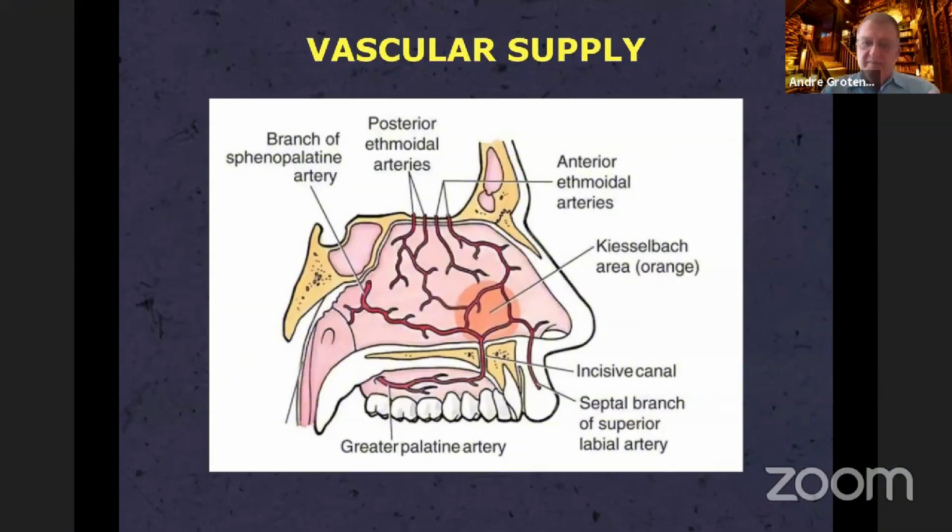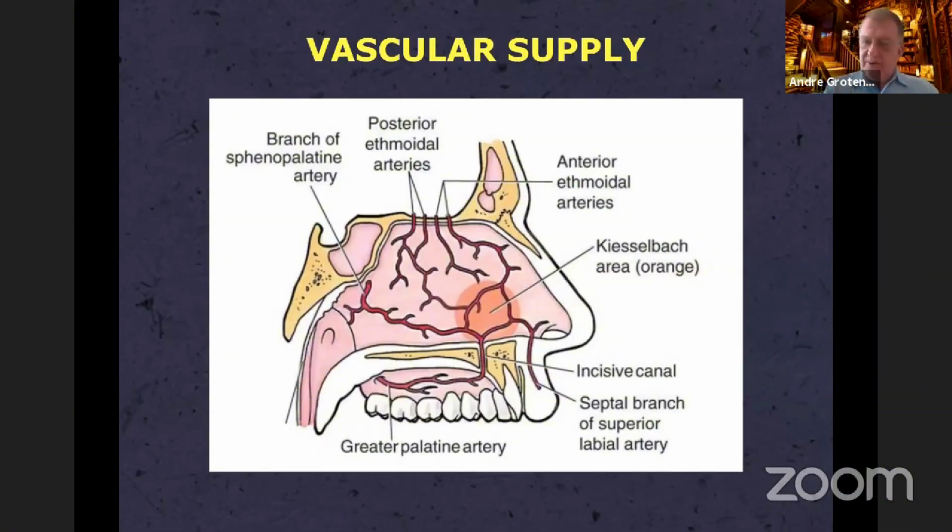You see that from the roof, we have the anterior and posterior ethmoidal arteries. This is not actually one of each. You have more of them. Some are duplicated, triplicated, so there are more of them. They supply from above. Then the palatine arteries supply from below, and at the same time from the labial, from your lips, the labial arteries supply that.